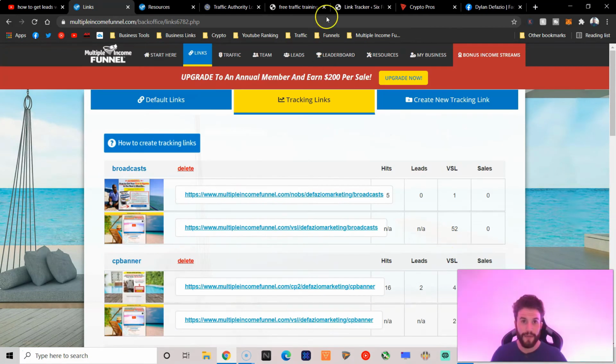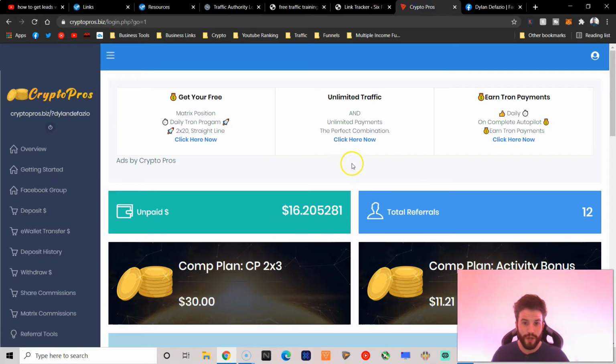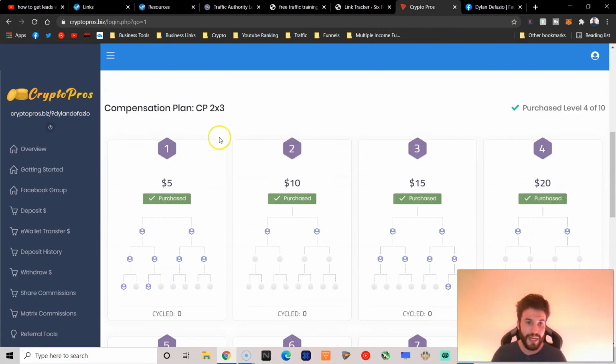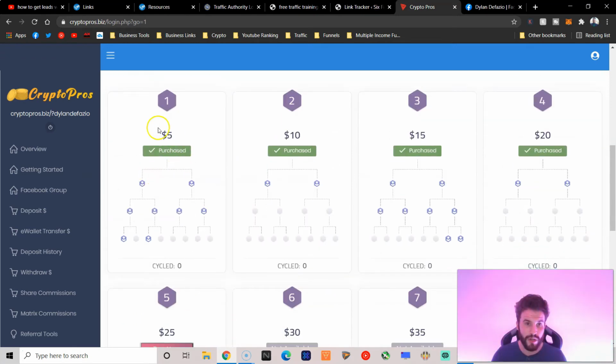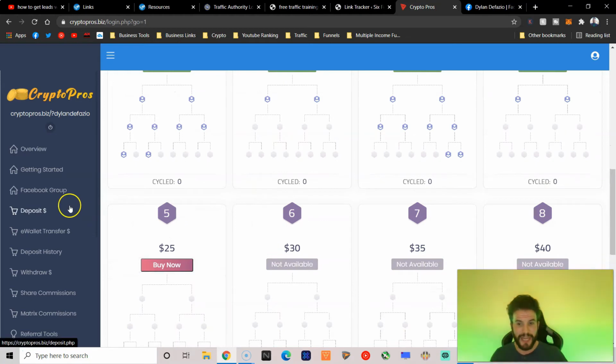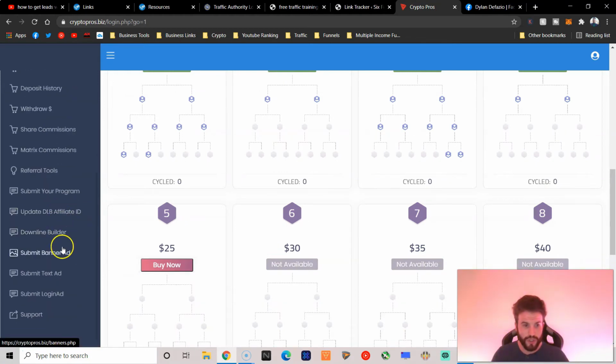Okay, so what is Crypto Pros? Crypto Pros is a crypto platform. Obviously, you get started with Bitcoin and you buy these different packages. You buy package number 1, 2, 3, 4, and what these packages do is they give you traffic. So you can submit a banner ad, you can submit a text ad, you can submit a login ad. As we've seen, they do drive traffic, they do get leads.